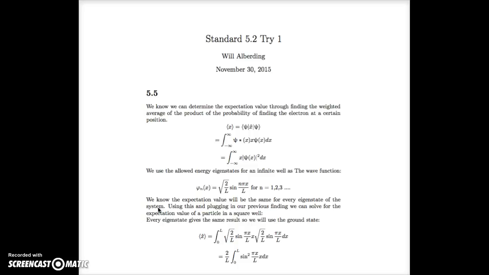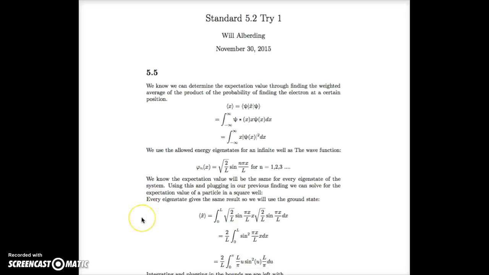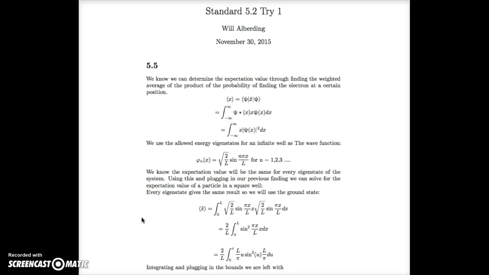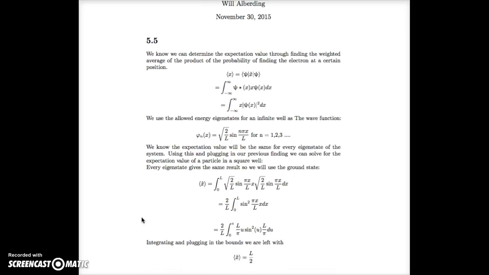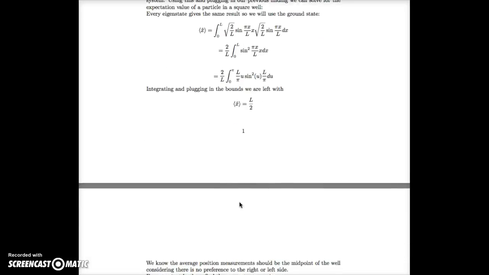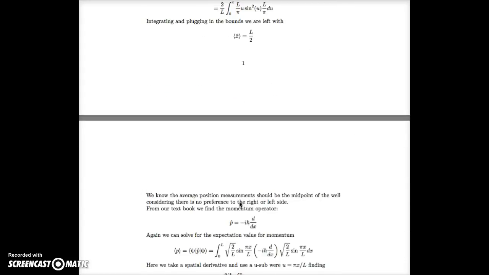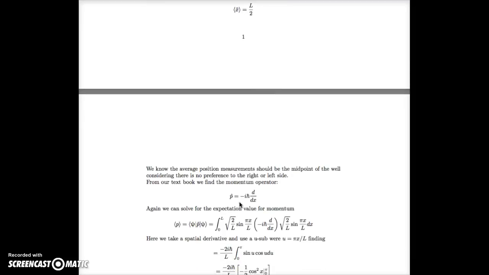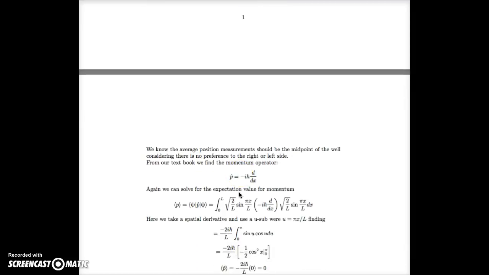Using this fact and plugging in our previous finding, we can solve for the expectation value of a particle in the square well. Since every eigenstate gives us the same result, we use the ground state since it's the easiest. This can be found here. And we end up finding that the expectation value is L over 2. We know the average position measurement should be the midpoint of the well since there's no preference to the left or right side. And we also get the equation of the momentum operator from our textbook right here.